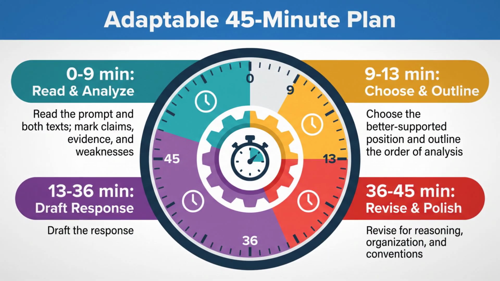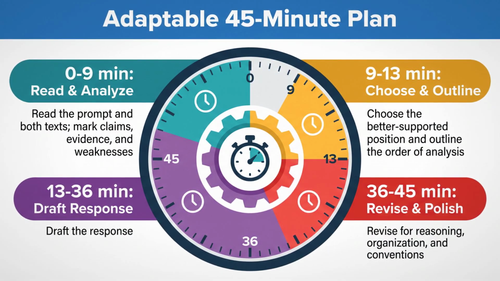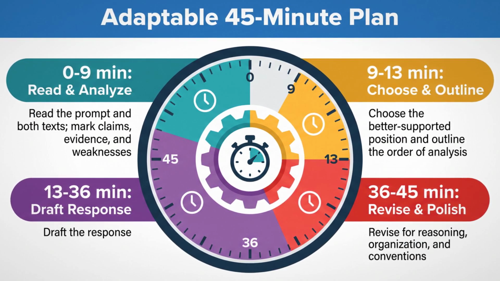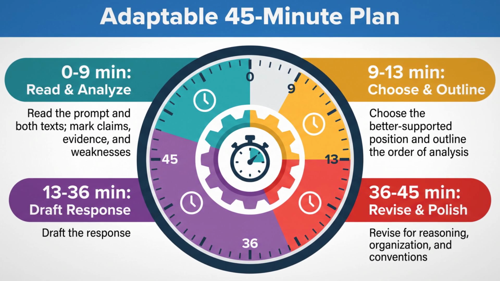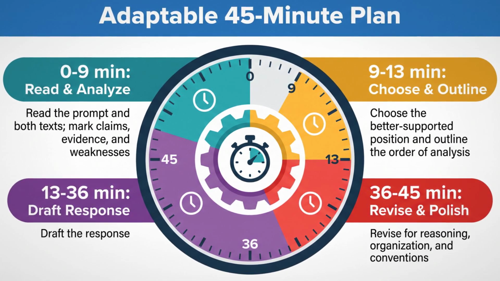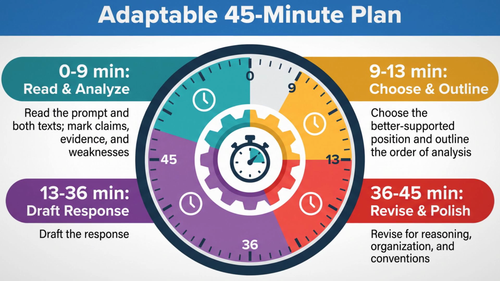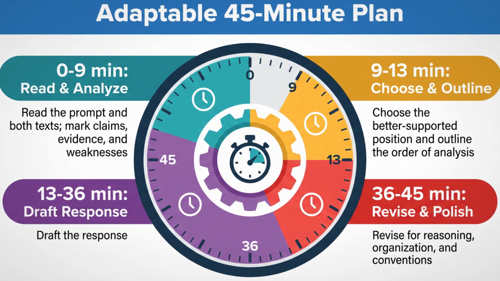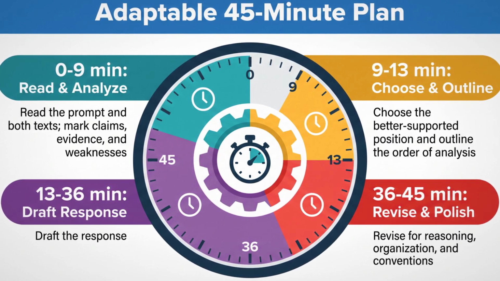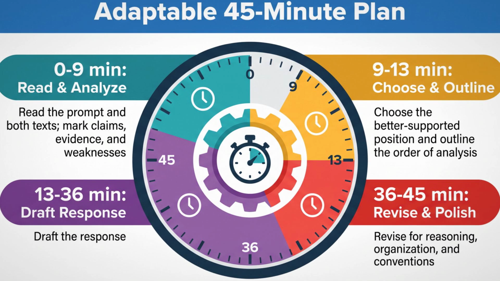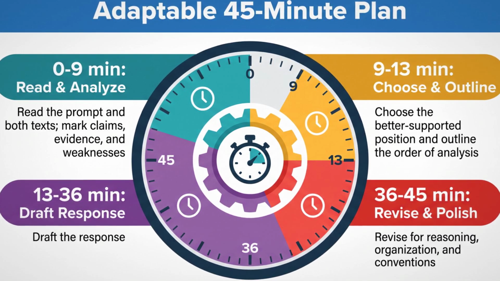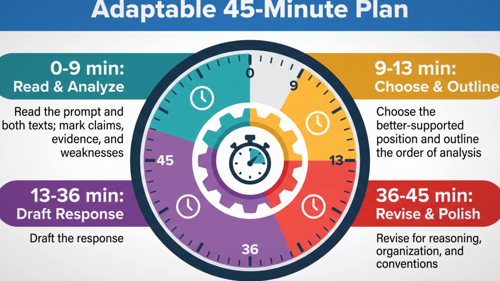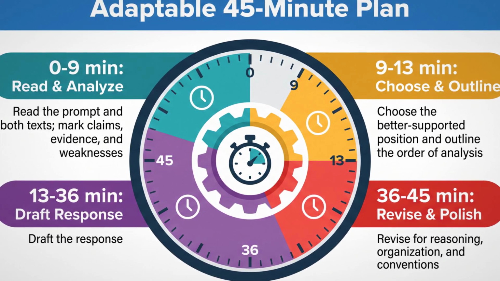How should you use your 45 minutes? While there's no official minute-by-minute split, you can adapt this flexible plan. Spend about the first 9 minutes reading the prompt and texts, marking claims and evidence. Use the next 4 minutes to choose the better supported position and create a quick outline. Dedicate the largest block, about 23 minutes, to drafting your response. Crucially, save the last 9 minutes for revision. This final check lets you improve all 3 traits by strengthening analysis and fixing errors.